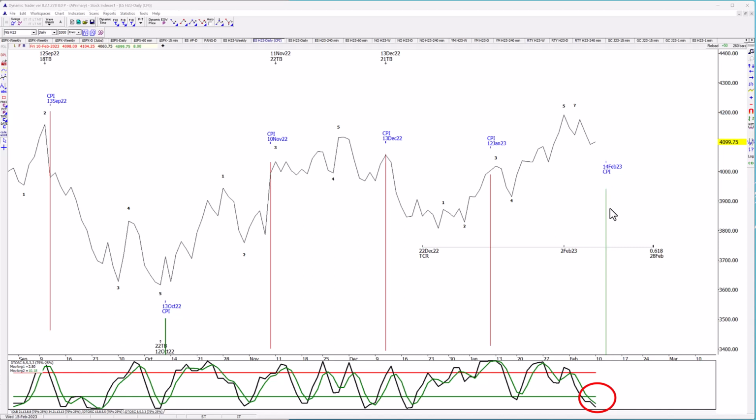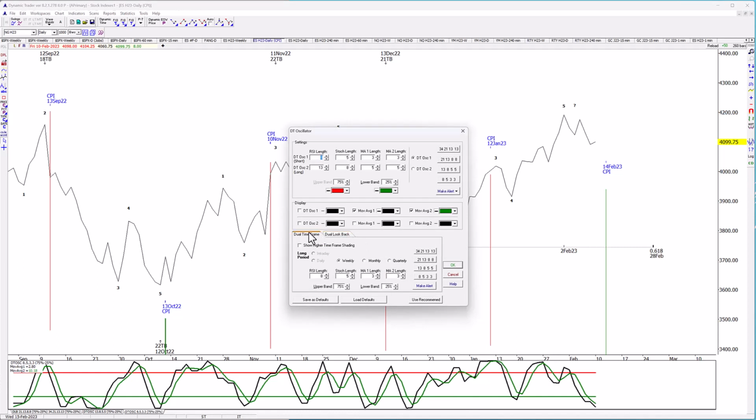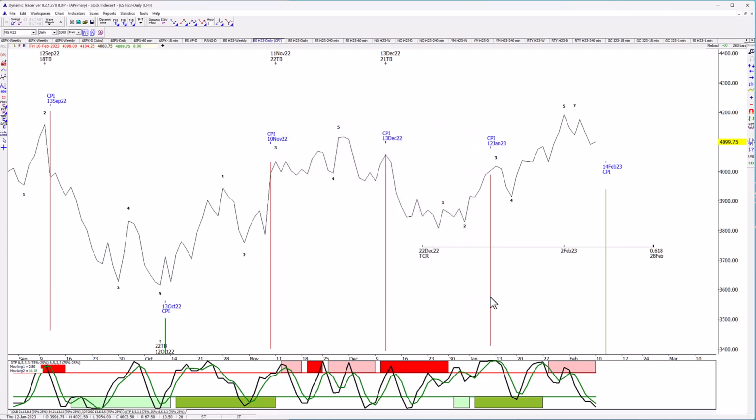Is it going to last a few days or is it going to last a few weeks? Well, that's where we want to know where the higher time frame cycle is. So let's add on to our indicator window here. What I have in Dynamic Trader, it's called a dual time frame window. And we're going to put our weekly cycles, overlay them in the overbought and oversold zone. So that's what we're doing here. We're showing the higher time frame weekly momentum cycles.